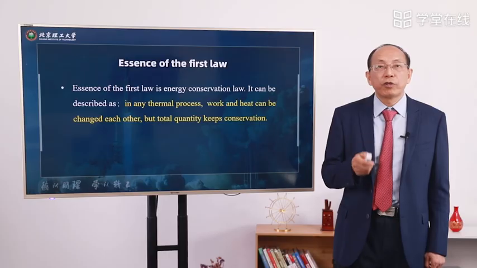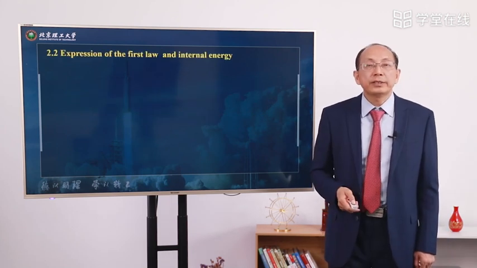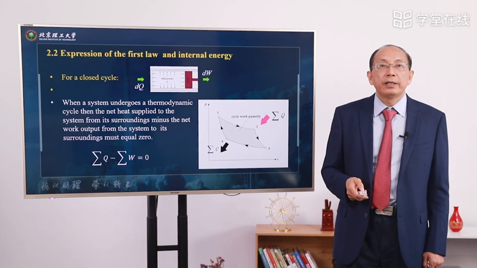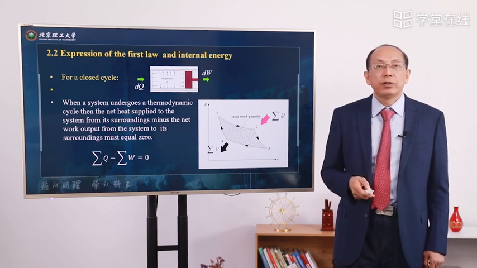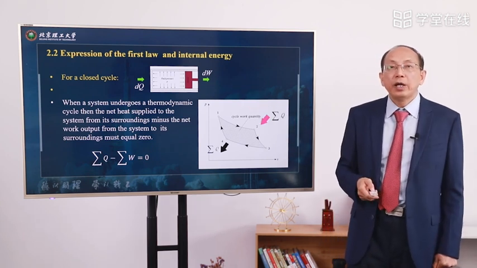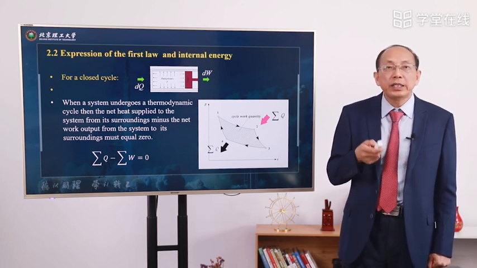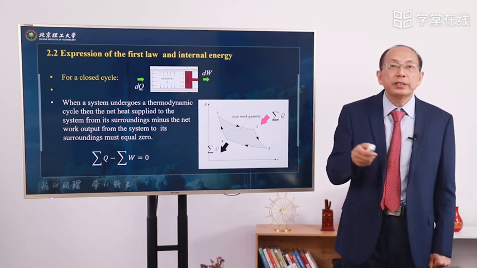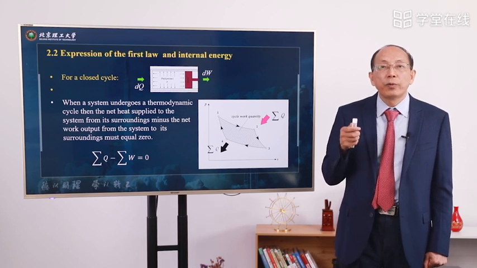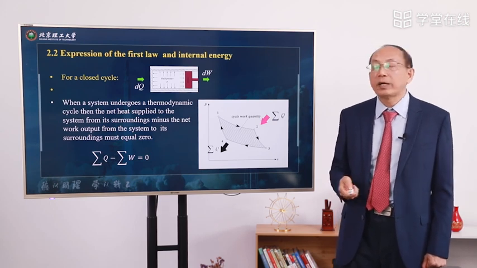So here is the first law. The essence is energy conservation. Second, the expression of the first law and internal energy. For a closed system, for example, here is a piston. If the outside gives some thermal energy dQ to the piston, the gas in the piston expands, so it can provide some work dW to the outside.